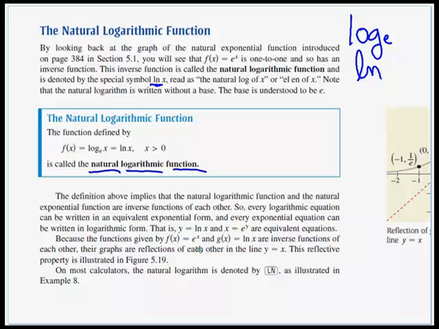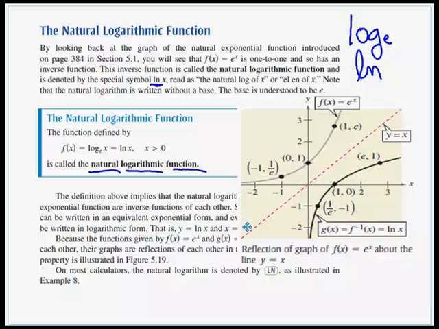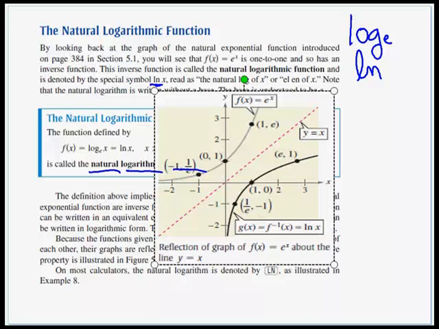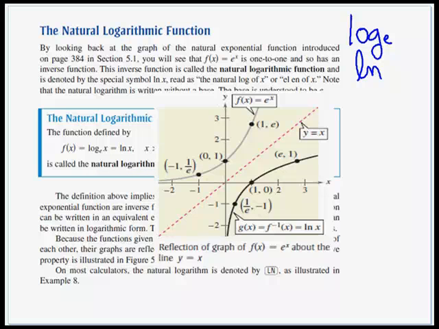Because the functions given by f of x equals e to the x and g of x equals ln of x are inverse functions of each other, their graphs are reflections about the line y equals x, and that is illustrated here in this picture. So the light gray is the exponential. Here's our e to the x function. It crosses at 0, 1, and it has the points 1, e and -1, e to the -1 power.